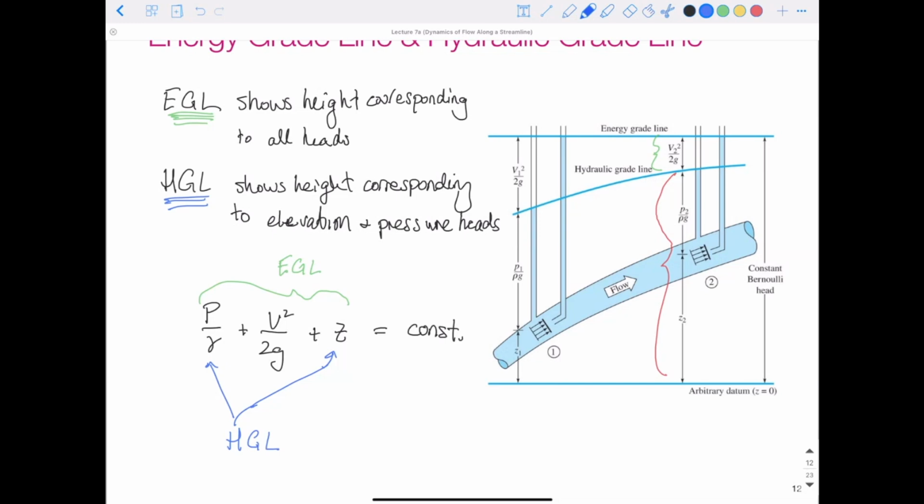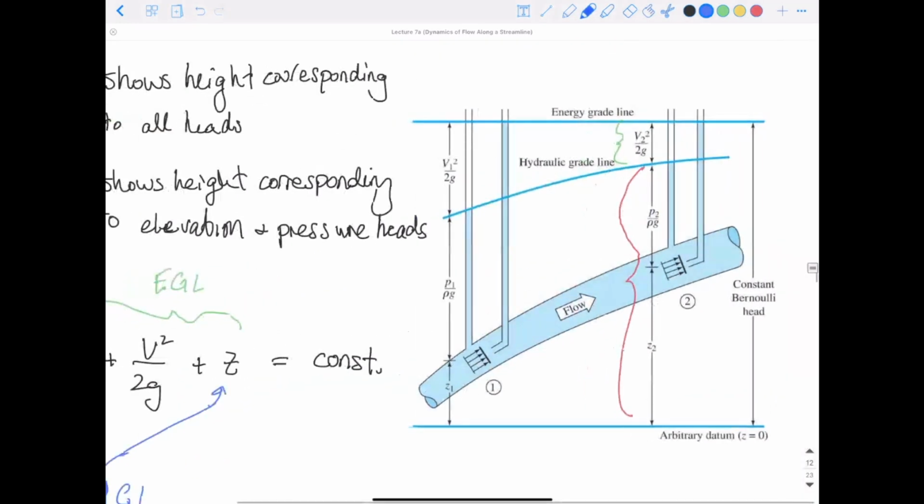So if we had a pipe, maybe a gas line or a water main or something like that, and we were to put in these taps that we show in this picture. Some taps open up in the middle of the flow, and some taps are right at the edge of the pipe. Taps at the edge of the pipe would show our static pressures and our elevation pressures, so that would give us our hydraulic grade line. And if we had our tap going to the middle of the flow, we would have our energy grade line.